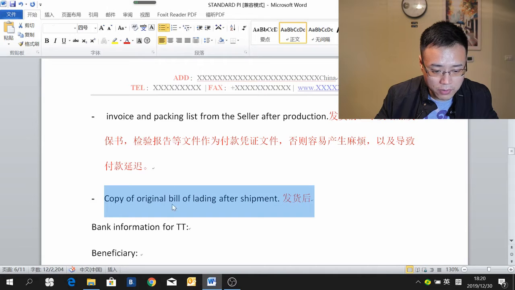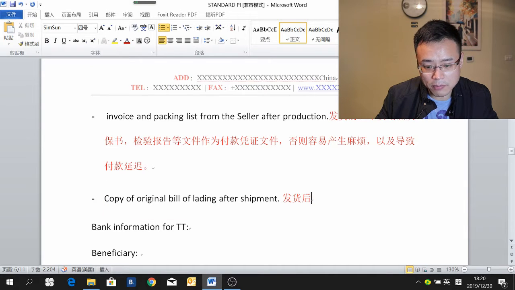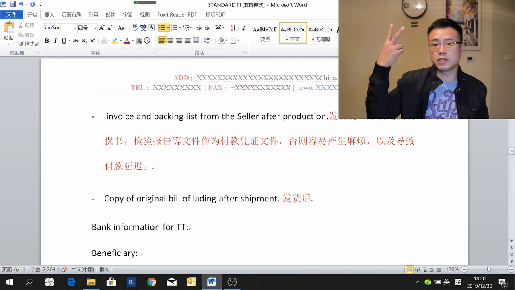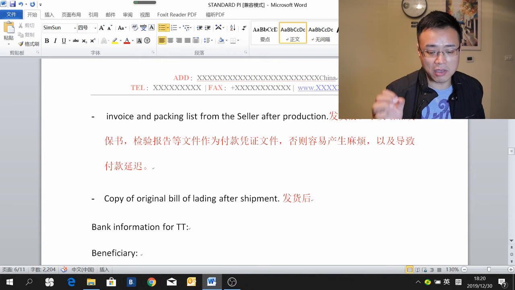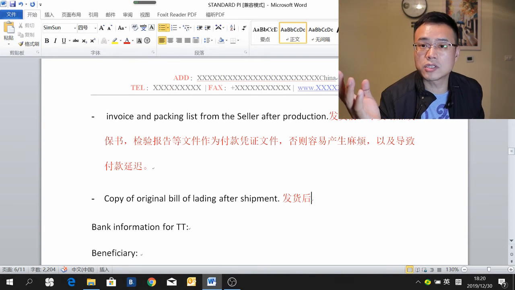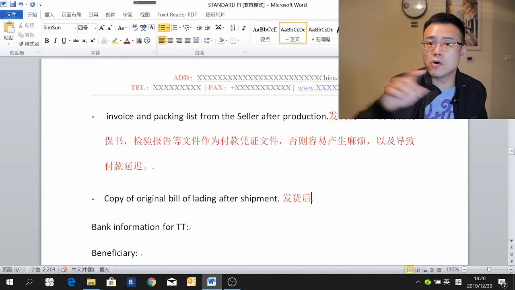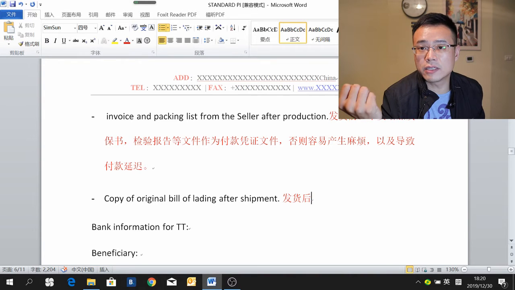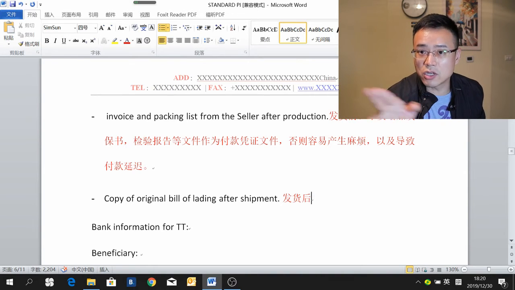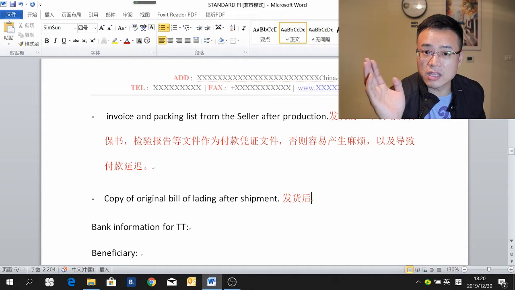Another one is a copy of the original bill of lading after shipment. So that means you get only 20% of the advance payment, and you ship the material before you get the balance payment. It's quite risky, only in case you really trust the client and the price is stable or going up, because you hold the BL, the bill of lading. The original BL is the ownership of the cargo. So as long as you hold the original BL and the price is going up, or you make sure your clients really need the material, need the cargo, then you're still safe.